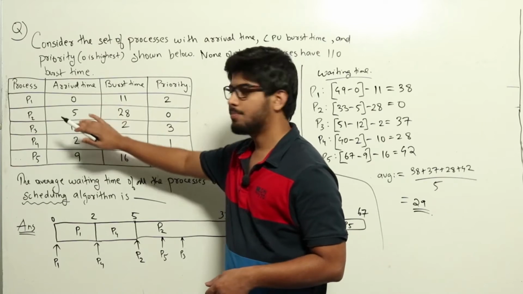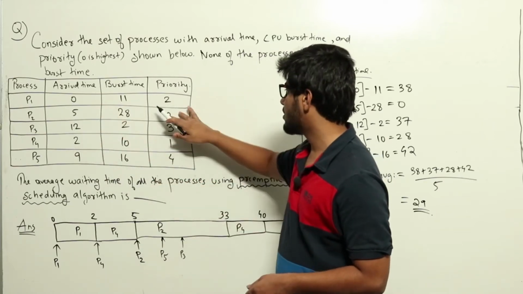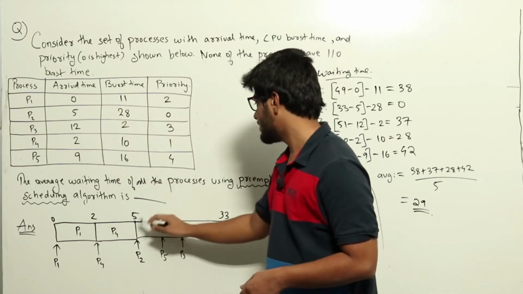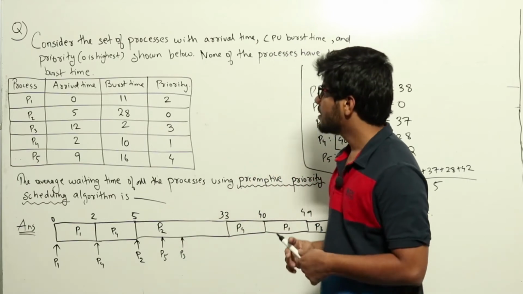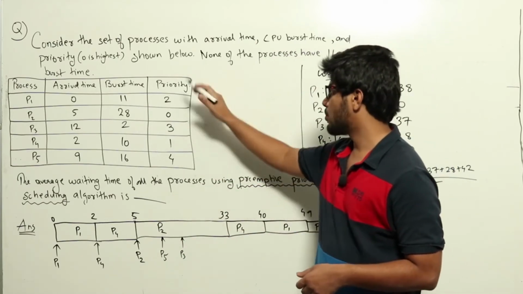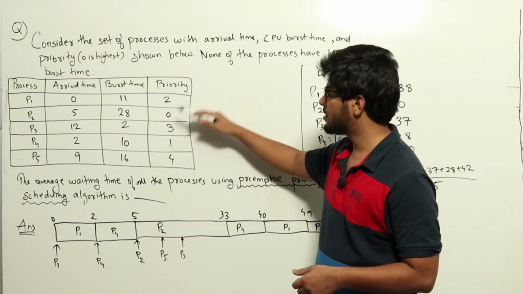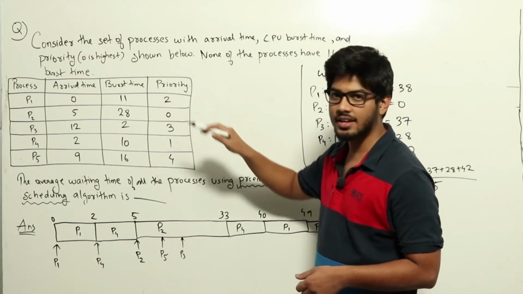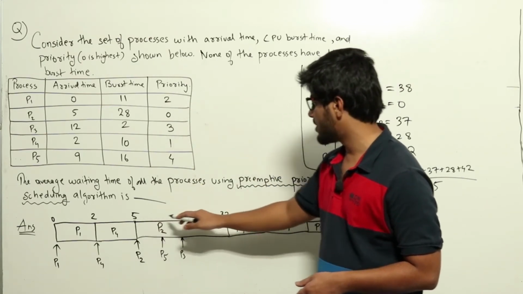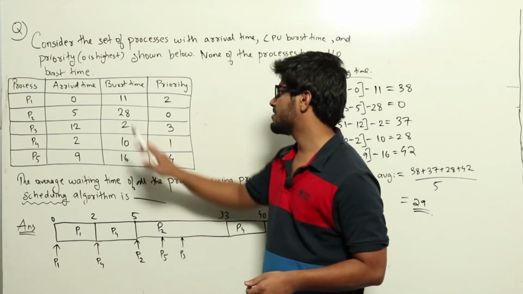At time 5 P2 arrives and P2 has a priority of 0. 0 is the highest. So at time 5 P2 will start running. If you look at the processes, P2 has the highest priority. No other process has a priority higher than P2. So P2 will keep on running uninterrupted till its burst time is over.